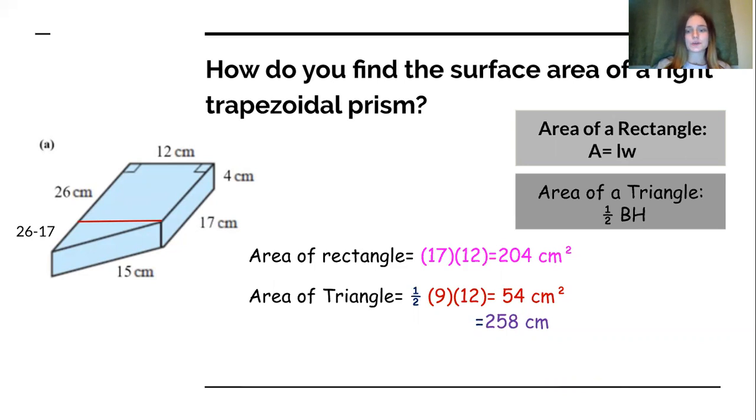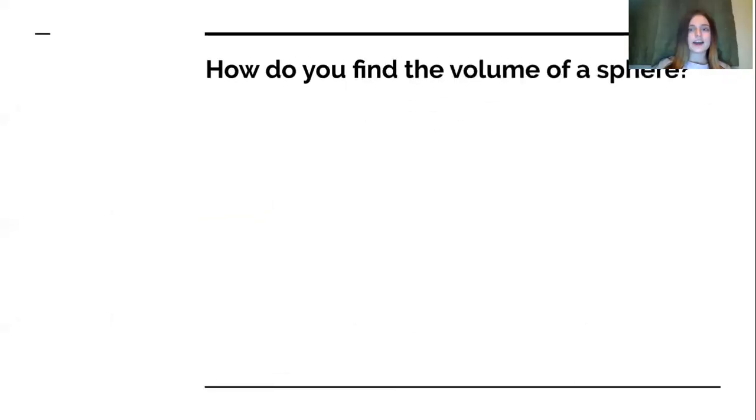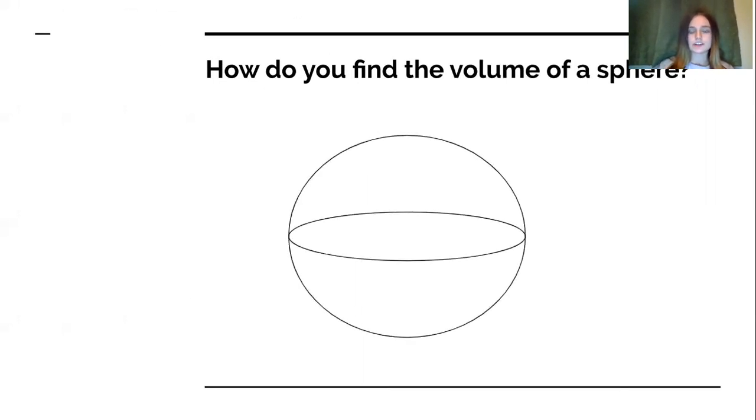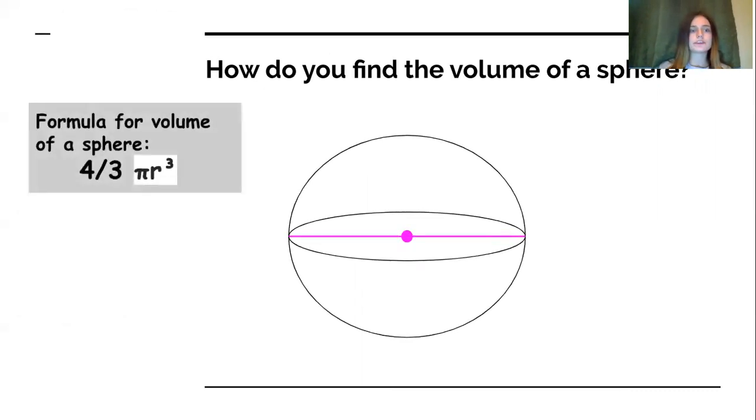Let's go to our last question. How do you find the volume of a sphere? So here's our sphere and our diameter. So the formula for the volume of a sphere is 4/3 pi times radius cubed. So first, to find our radius, the radius is half of the diameter. So whatever the diameter is, we would have to find the radius.